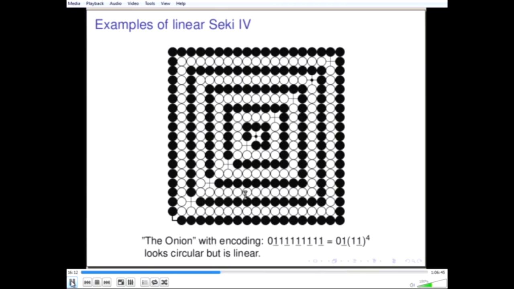That here looks like a circular Seki, but it is linear. This liberty represented here by zero is linked with this black chain to that liberty, which is linked by this white chain to this liberty, and so on. So we have 0, 1 underscore 1, 1 underscore 1, and so on, which abbreviated can be written down in this way.